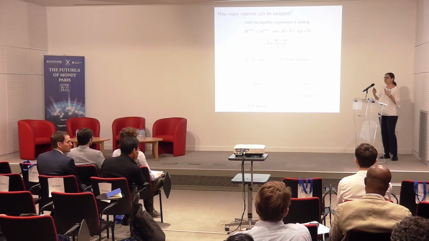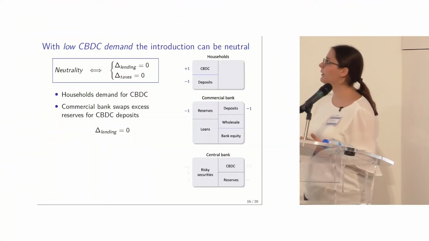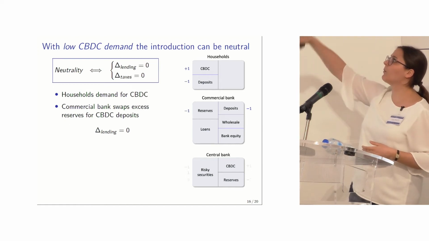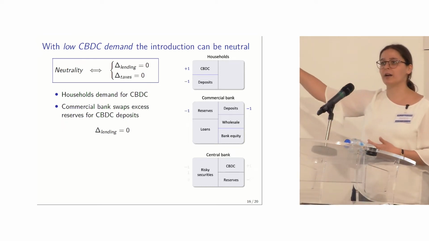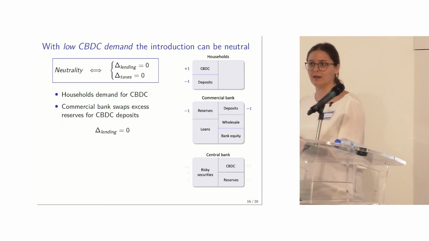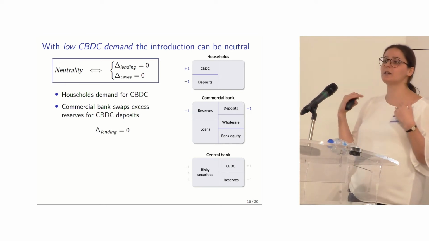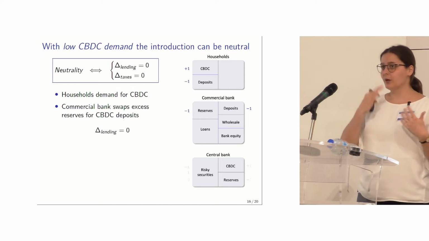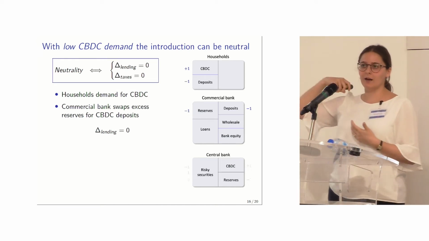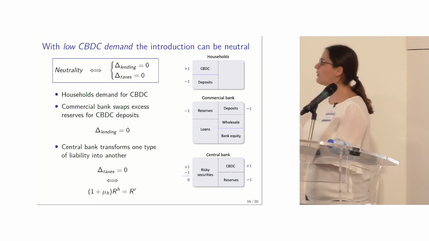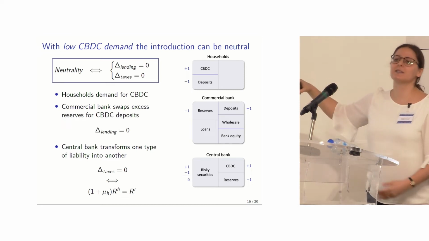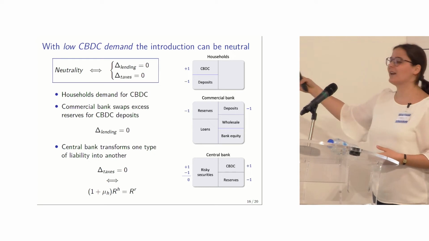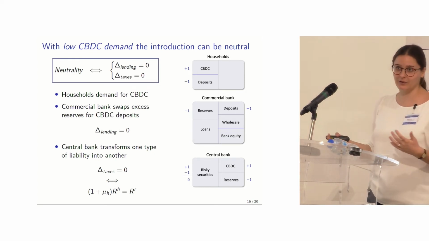So we identify two different scenarios. The first one is with a low CBDC demand. We want to transfer one unit from deposits to CBDC. The reduction in deposits is completely compensated by a reduction in reserves, and nothing changes on the lending. Since nothing changes on the lending, this opens the possibility to have a CBDC that is neutral to the economy, with no changes in taxes. What happens at the central bank is that we're swapping types of liabilities. So we have complete neutrality, at least in the model, it's not a policy recommendation, as long as the two liabilities have the same cost for the central bank.